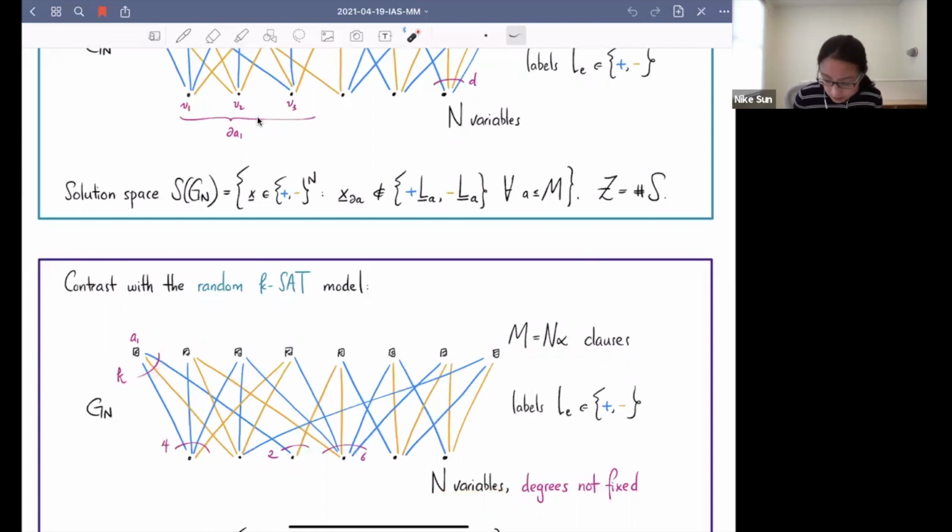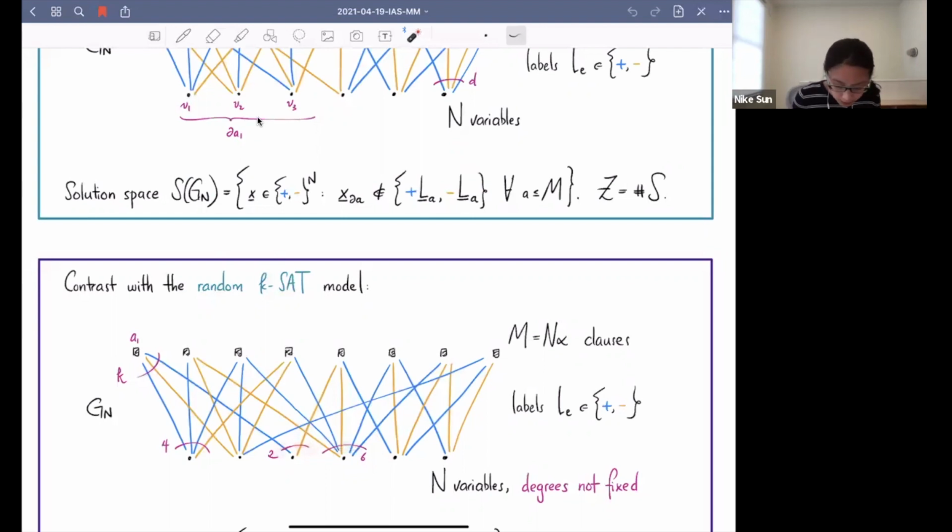The only difference is that the degrees of the variables are no longer fixed in this model. Here, every variable participates in exactly d constraints, and there the degrees are random. To generate a sample from the model, start off with the clauses, and every clause has k outgoing edges. For each edge, choose a uniformly random variable to go to, and all of the edges go to independent slots. So one variable might by chance receive a lot of edges, and another might by chance receive relatively few. So this is the model.